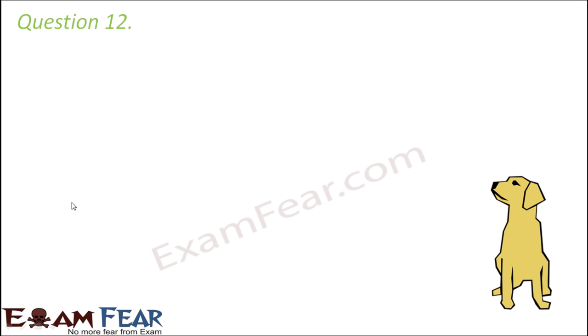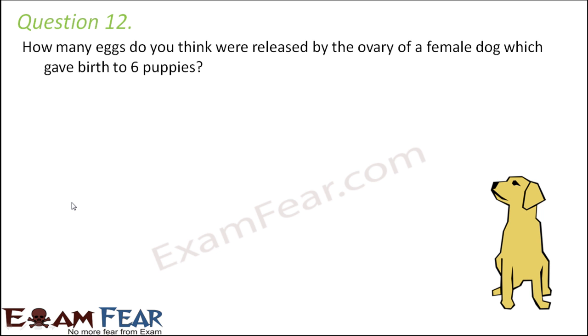Just look at the last question. How many eggs do you think were released by the ovary of a female dog which gave birth to 6 puppies? Okay, now we spoke about the human reproductive system where we saw that the females have 2 ovaries, and one ovary can release only one egg or one ovum in a month, so not more than that. But in case of dogs, it is not like that. In dogs, one ovary can release more than one egg in a month. That is why they are known as polyovulous.